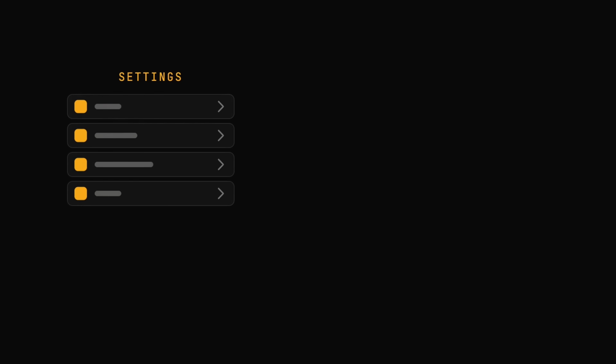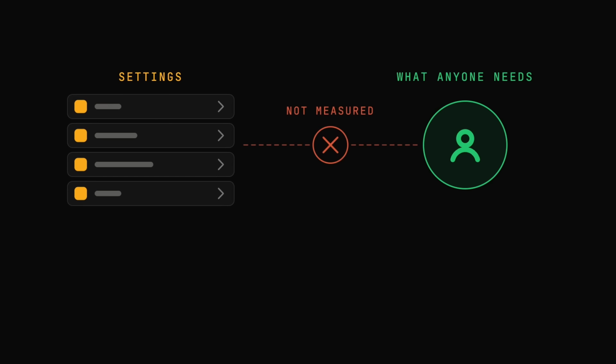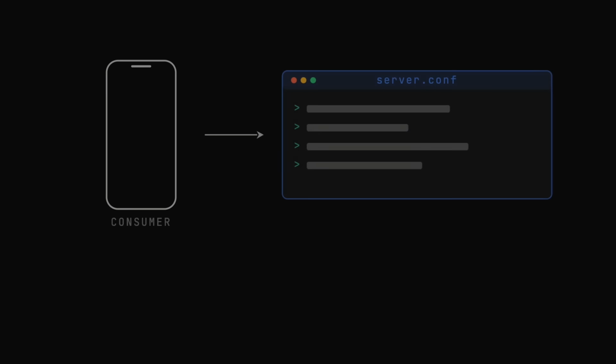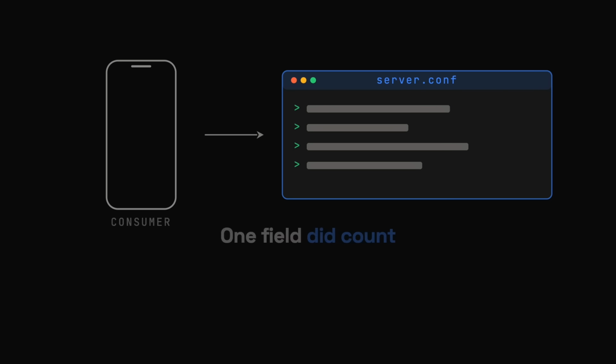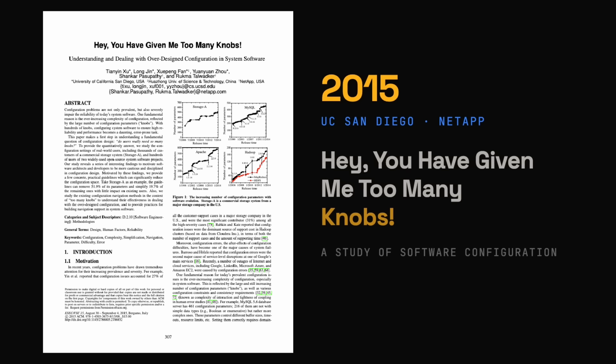Now, there is no direct evidence for this as far as I can tell. No one has counted phone settings against phone users' needs. But one field has counted something very similar: server software. It's usually administered by its own professionals. Now, in 2015, researchers at UC San Diego and the storage company NetApp published a very relevant study titled, "Hey, you have given me too many knobs."